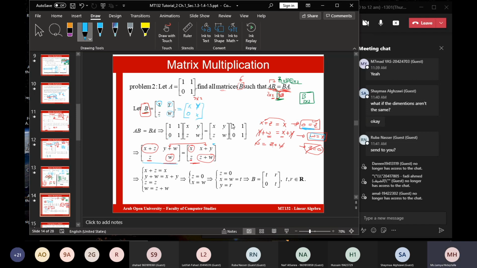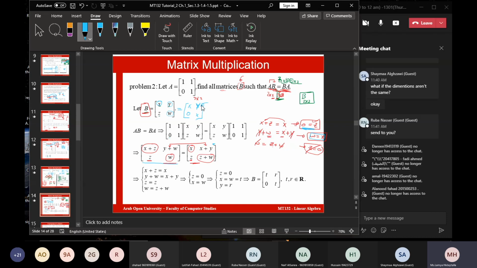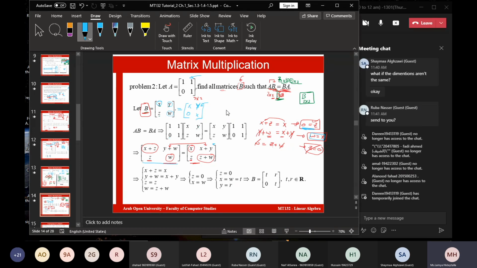So any matrices of this type, if you multiply times this matrix, you're going to get AB equal to BA. Okay, give me an example for this kind of matrices. For example, take the matrix. Here take X as 2, so this should be 2. Y, for example, take it 5. Can I take it 5? Yes, any real number, no restriction. But this one should be a 0.